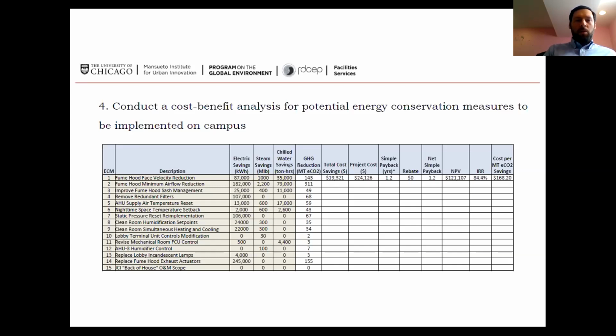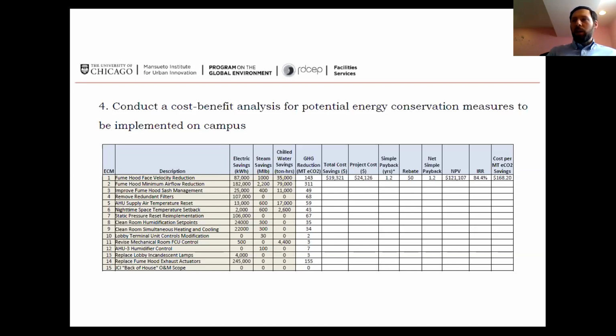So in this example here, we have a table from Searle that lists out some of the projects that we came up with for the building. Basically, the first step that we usually do is calculate the potential energy savings for each project in electricity, chilled water, and steam. And we'll also calculate the greenhouse gas emissions reduction so we can see how that project contributes to our greenhouse gas reduction goal.